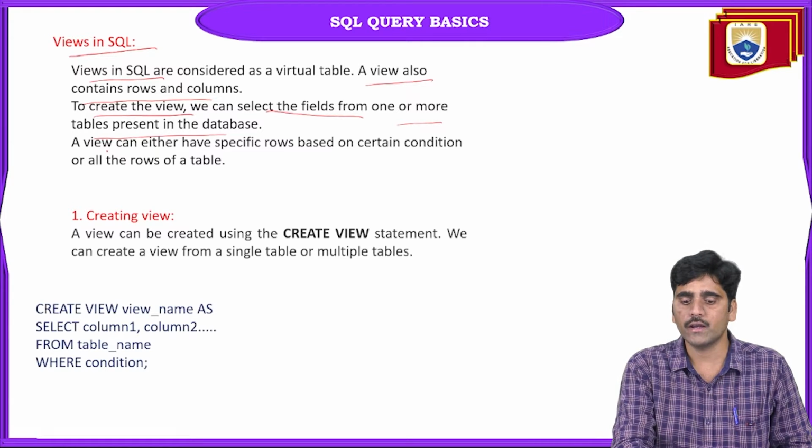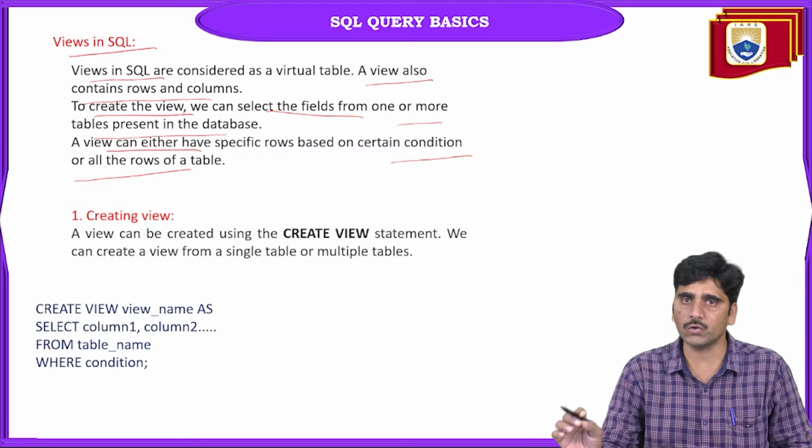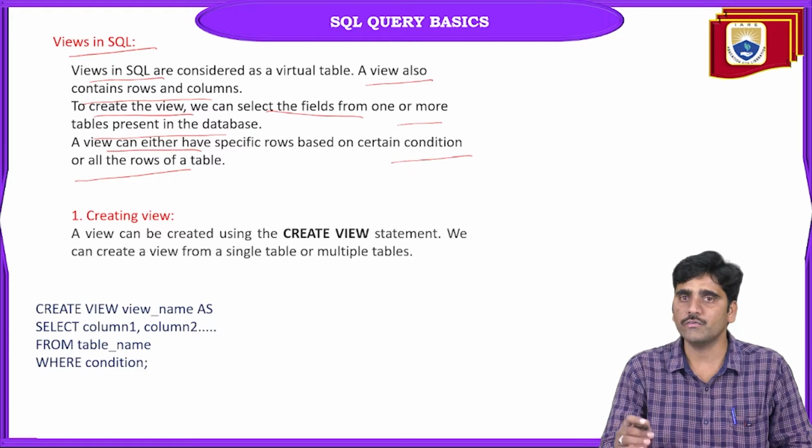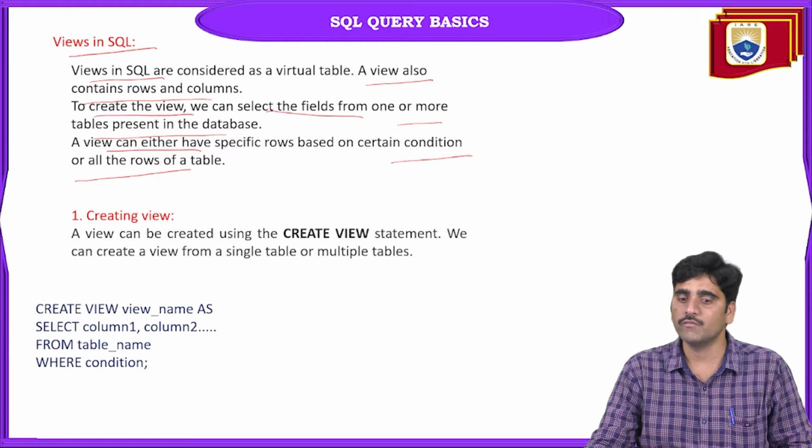A view can either have specific rows based on a certain condition, or all the rows of the table. If you want a view for specific rows, you can create it, or if you want a view for all the rows of the data, you can create that too. We can create, update, delete views, and insert values into views, the same as we do with tables.